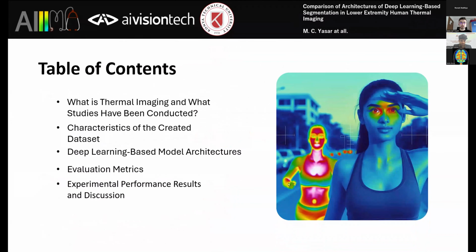In my presentation, I will cover the following subtopics. What is thermal imaging and what are the recent studies in thermal imaging? Characteristics of the dataset we created, deep learning models we compared, our evaluation metrics, and the experimental results we obtained.